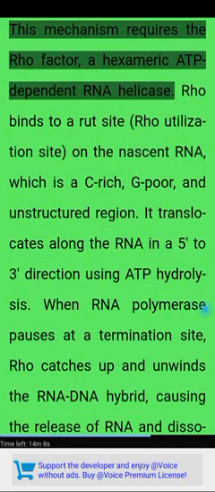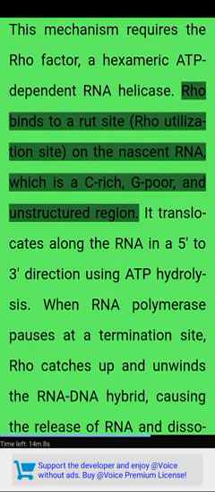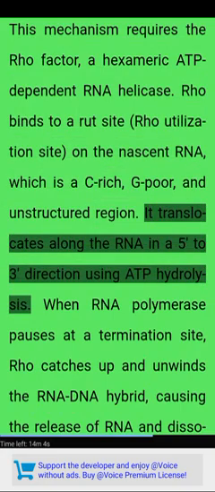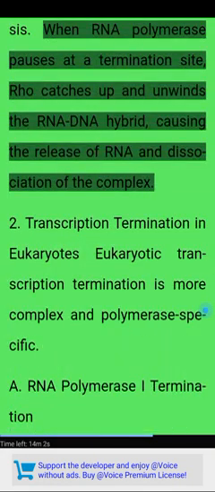B. Rho-dependent termination. This mechanism requires the Rho factor, a hexameric ATP-dependent RNA helicase. Rho binds to a Rut site, Rho utilization site, on the nascent RNA, which is a C-rich, G-poor, and unstructured region. It translocates along the RNA in a 5' to 3' direction using ATP hydrolysis. When RNA polymerase pauses at the termination site, Rho catches up and unwinds the RNA-DNA hybrid, causing the release of RNA and dissociation of the complex.